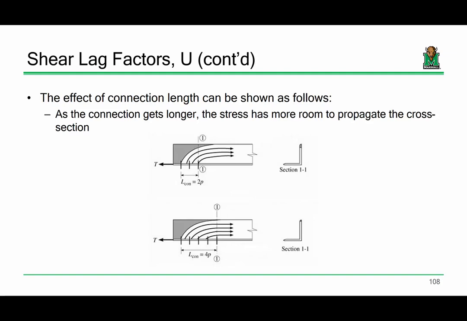So look at the equation, 1 minus X bar over L. As the L value gets larger, that shear lag factor is going to go what? It's going to get larger or smaller? If the L value gets larger, what happens to U? It gets larger as well, right? 1 minus X bar over L, if L gets bigger, U gets bigger, right? And that reflects what's actually going on. The connection length gets longer, you've got more of that section effective.